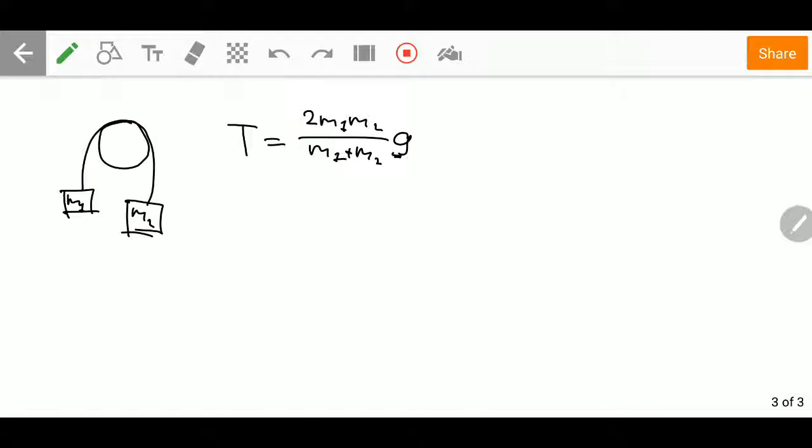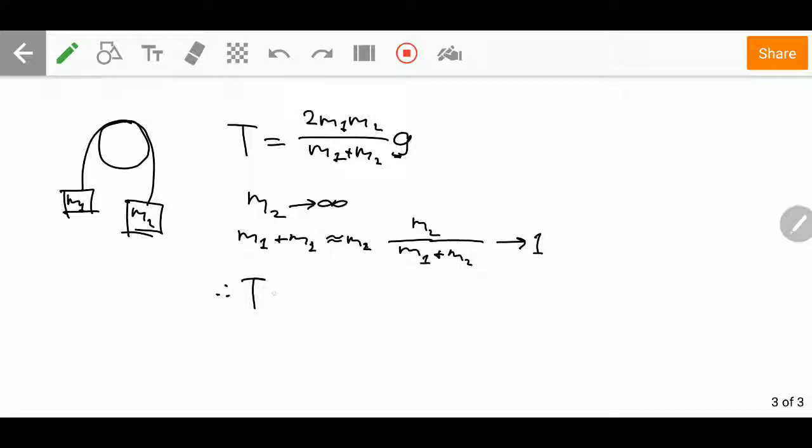And so in this case, again, what happens as one of these masses comes to completely dominate the other? What happens to the harmonic mean as one of the terms goes off to infinity and the other stays the same? Well, let's say m2 goes to infinity, then m1 plus m2 is basically the same as m2, right? More formally, m2 over m1 plus m2 approaches 1. And so what happens is that T will approach 2 m1 g.